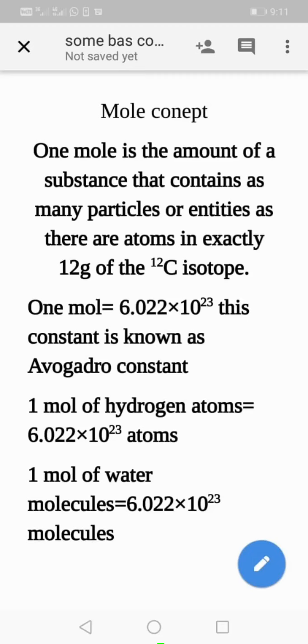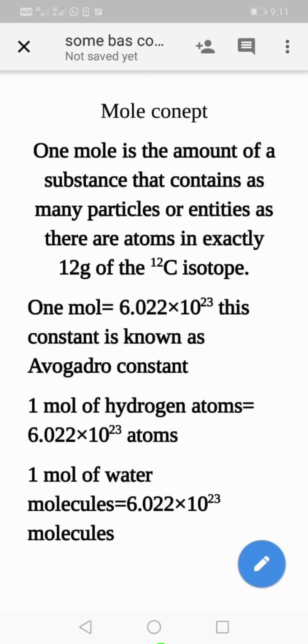Molar mass stands for the mass of 1 mole of a substance. For example, water: what do you mean by 1 mole? 1 mole is equal to 6.022 × 10^23 particles. The mass of that many particles is known as molar mass. The unit for molar mass is gram per mole, but the numerical value will be the same for both molecular and molar mass.